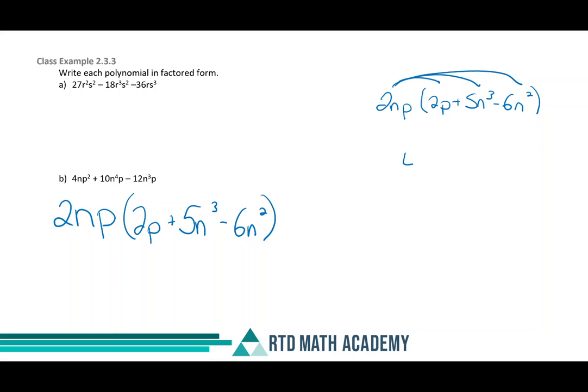2 times 2 is 4. I have no n's, but I see I've got 2 p's. P times p is p squared. 2 times 5, I get 10. I have n and n cubed. That gives me n to the power of 4, and p just tags along. 2 times negative 6 is negative 12. I've got 2 n's here and 1 there, so I get n cubed, and that p tags along. So did I get back to 4np squared plus 10 n to the power of 4p minus 12 n cubed p? I did. So this is our fully factored form.